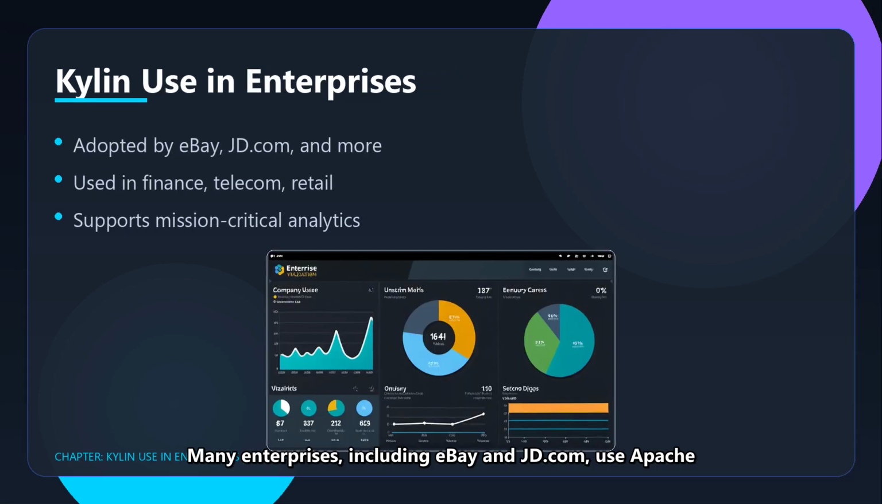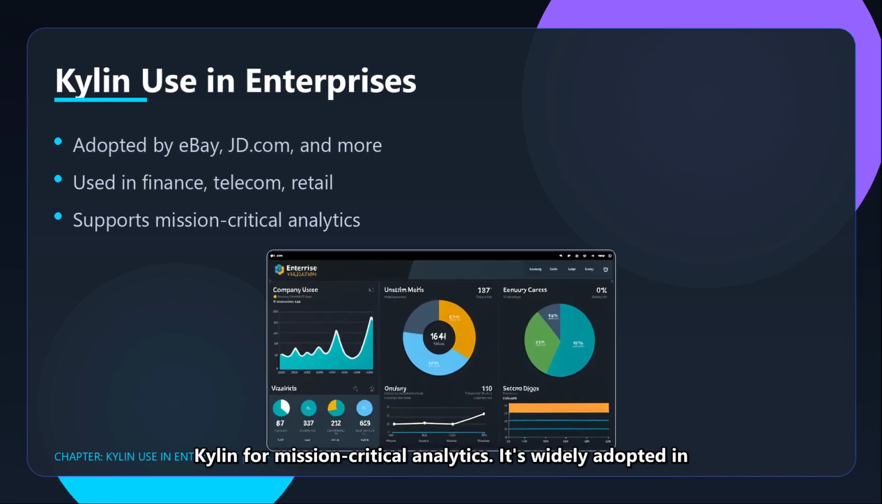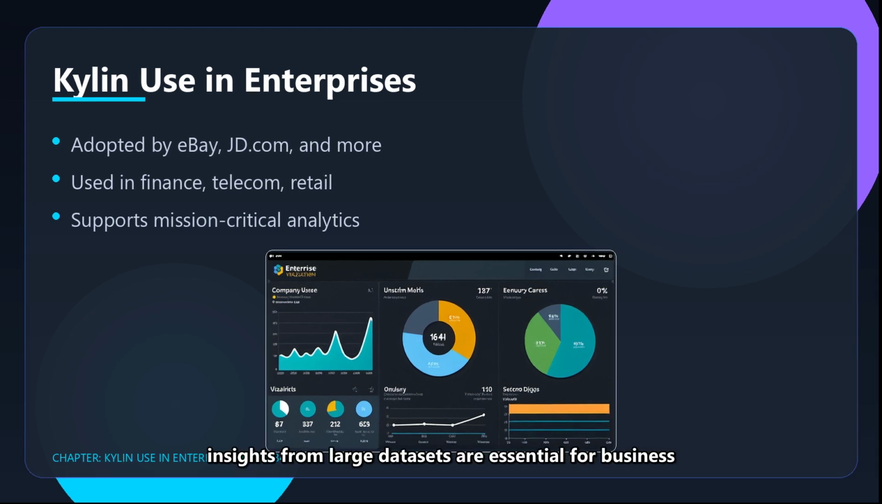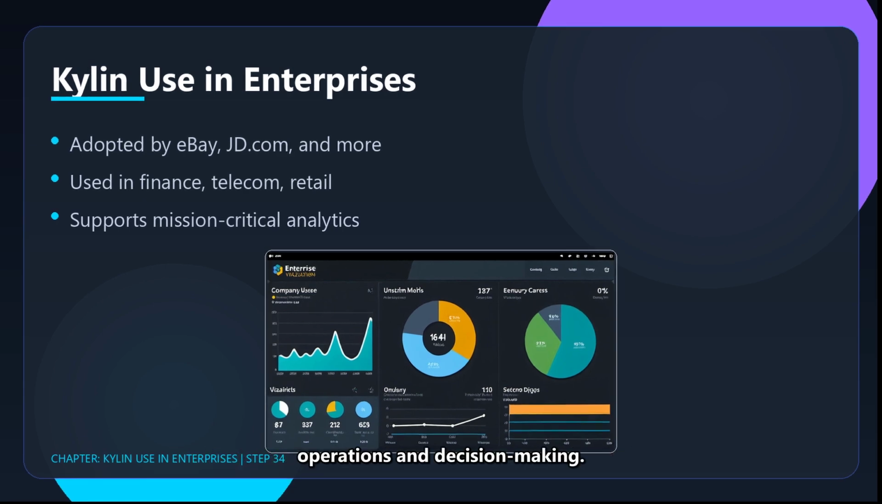Many enterprises, including eBay and Telecom, use Apache Kylin for mission-critical analytics. It's widely adopted in industries like finance, telecom, and retail, where fast insights from large datasets are essential for business operations and decision-making.